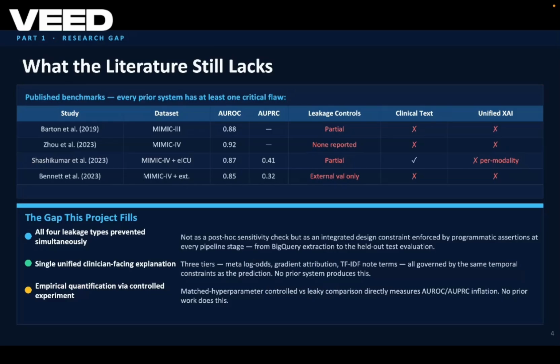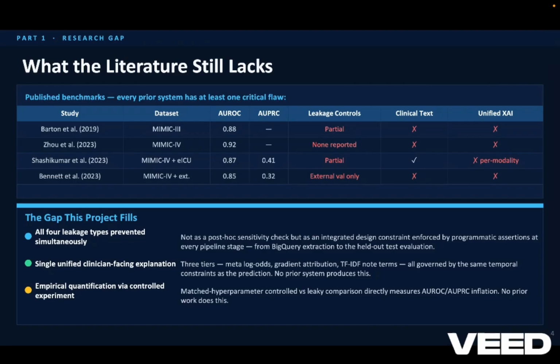Looking at prior work, several gaps remain. We can see that Soil achieved a strong performance but did not control leakage. And Shashkumar used both structured and text but only partially addressed leakage and produced separate explanations for each modality. Bennett et al. performed external validation but did not include clinical text. This project addresses three gaps: complete leakage prevention by design, unified explanation across modalities, and controlled experiments that quantify how leakage affects performance.